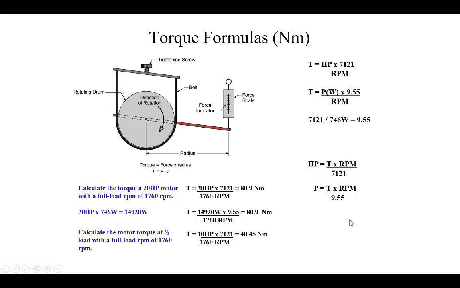One that isn't given here, that would be good practice to do as well, is this: can you take the power formula, power equals torque times RPM over 9.55, and convert it for RPM? Take a minute and see what you would get for that. What you should get is RPM equals power times 9.55 over torque.